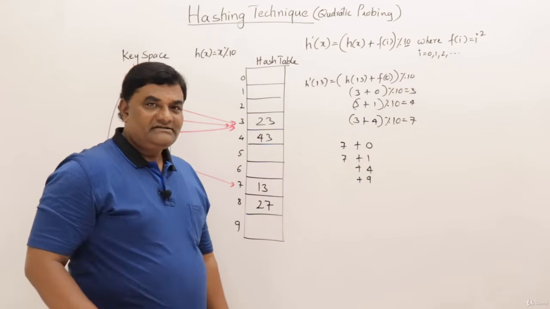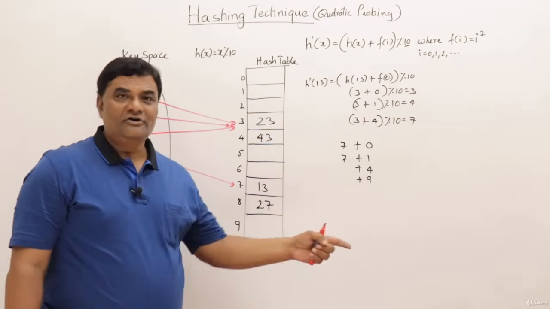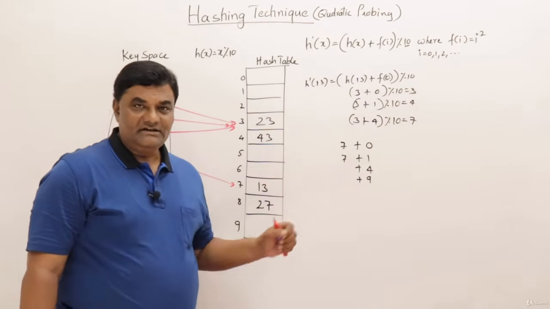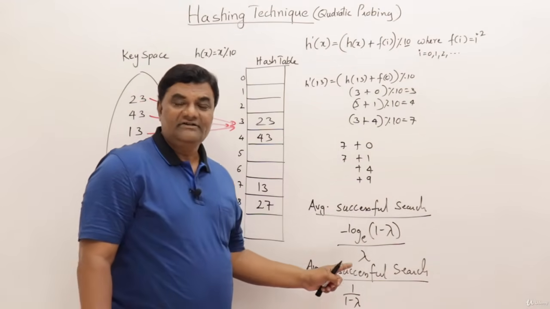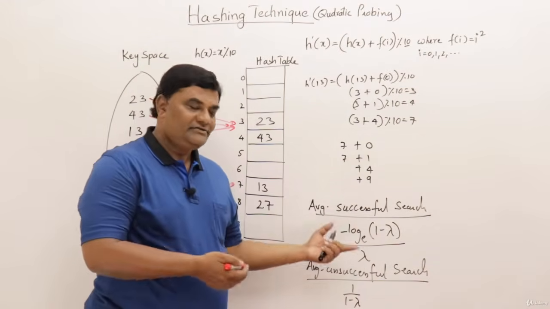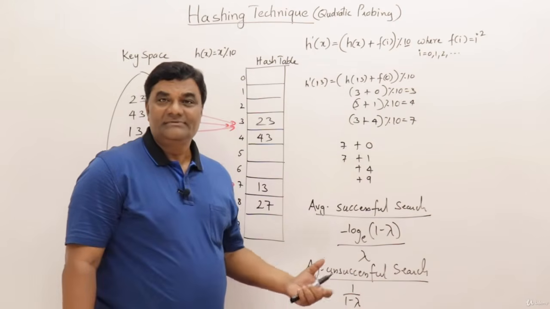Then about the analysis, there is a known formula. I will write down the formula. So here are the formulas for average successful search and average unsuccessful search. You just have to accept these formulas and use them if required.